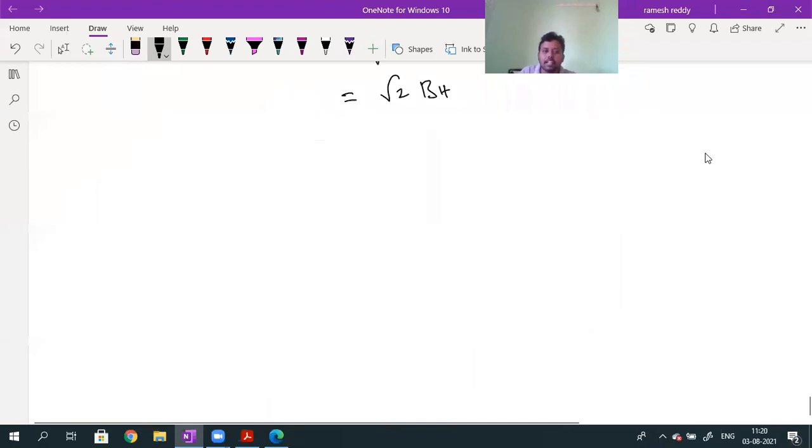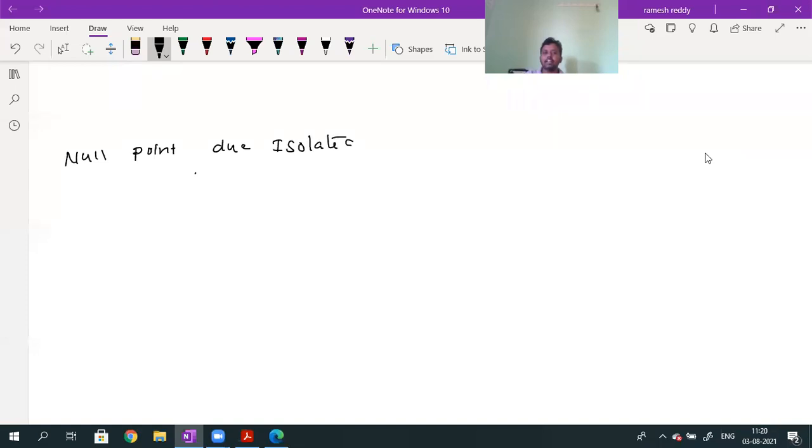Now, the next point I will discuss is the null point due to isolated poles. I want to locate the position of the null point due to isolated poles.